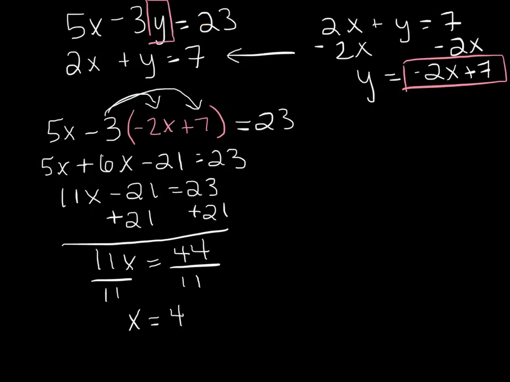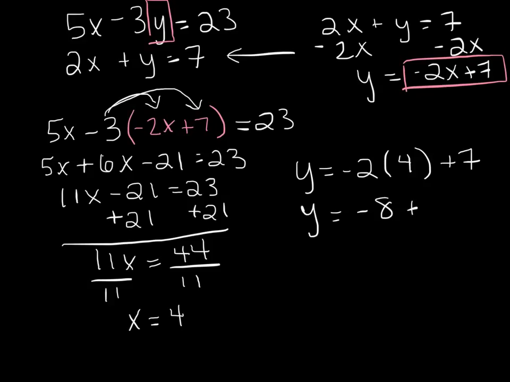And so I'll take my x is equal to 4. We have y equals negative 2 times the 4 that we just found plus 7. So y equals negative 8 plus 7. Y equals negative 1. Boom. Now we have our x and we have our y. So our answer is 4, negative 1. So this right here is our coordinate point that satisfies both of these equations. On a graph, it would be where the lines intersect, where they meet.